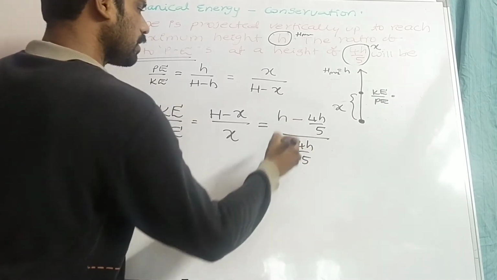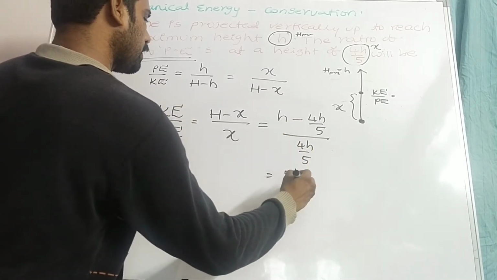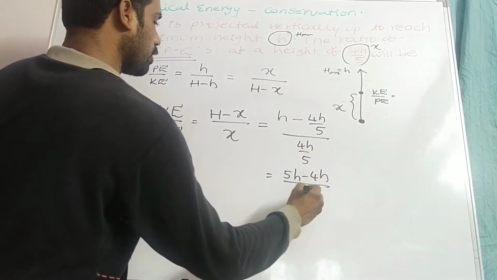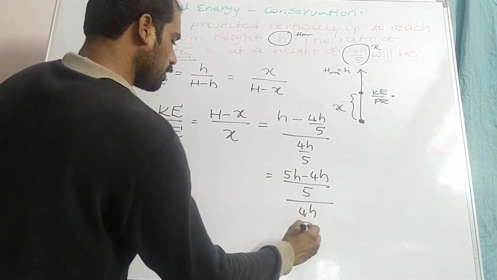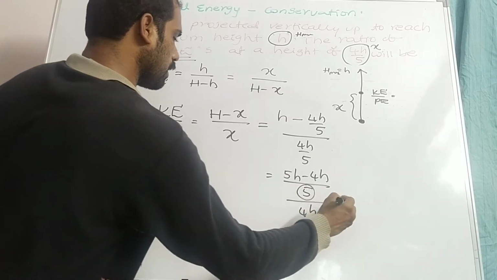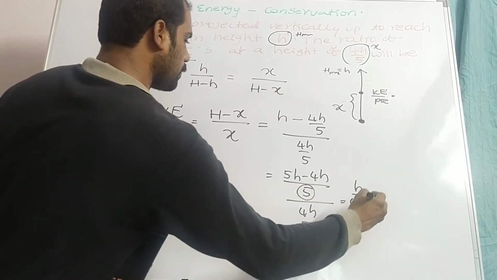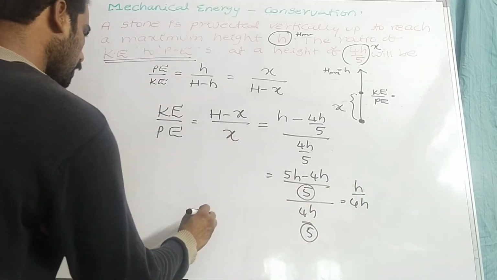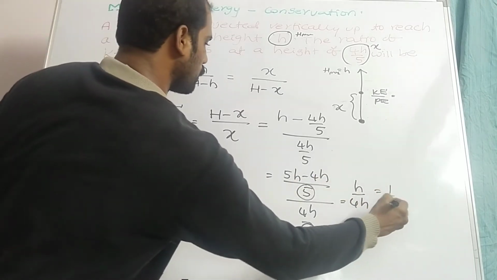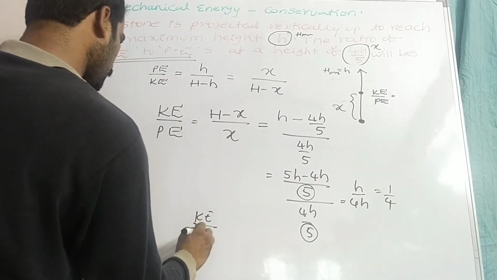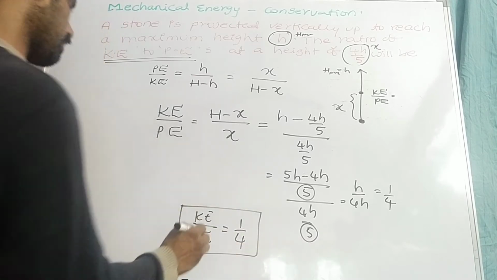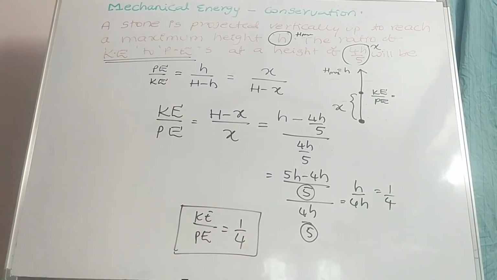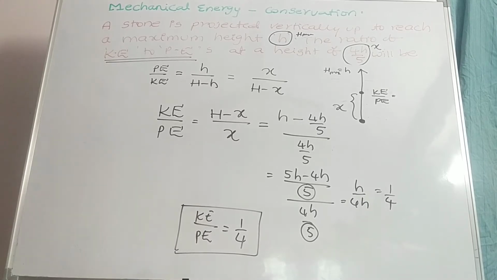By taking LCM here, 5h minus 4h by 5 by 4h by 5, the 5s get cancelled, that is equal to h by 4h. The final expression will be 1 by 4. Kinetic energy by potential energy is equal to 1 by 4. That is, the answer will be 1:4.